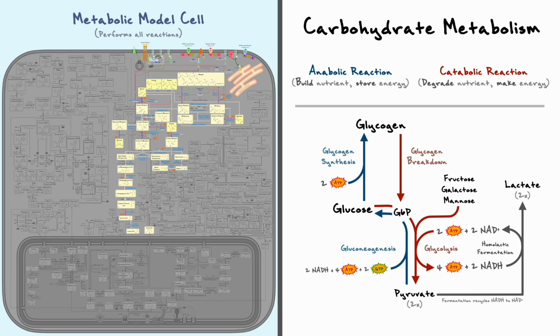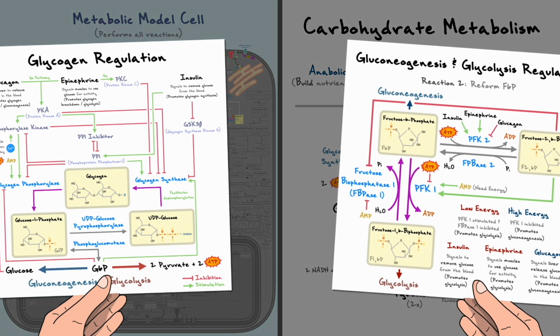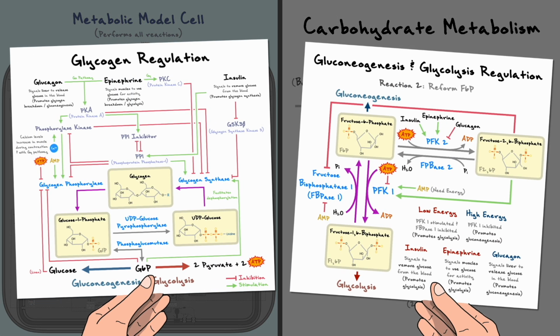With this being said, this concludes our discussion on glycogen metabolism and overall discussion on carbohydrate metabolism. In it, we covered glycolysis, gluconeogenesis, homolactic fermentation, glycogen synthesis and breakdown, as well as the regulation of all these processes. Also, you can see on the left the extent of the metabolic map that we covered with these topics.